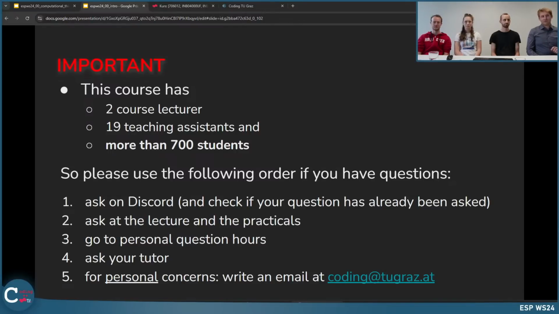Please stick to these rules as much as possible. So the first rule is please ask on Discord, if it's not a personal question. For example, if it's related to assignments or the exam, please ask on Discord. We also provide the possibility to ask at the lecture and at the practical. So you can always ask in the chat if we have a lecture or a practical in the lecture hall. You can come to us, ask us, we can talk about any questions you have.